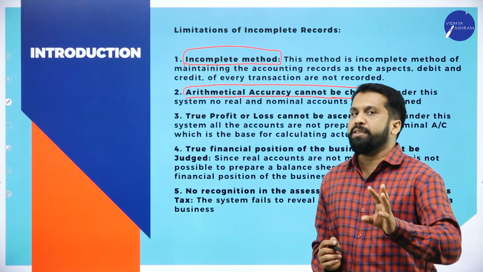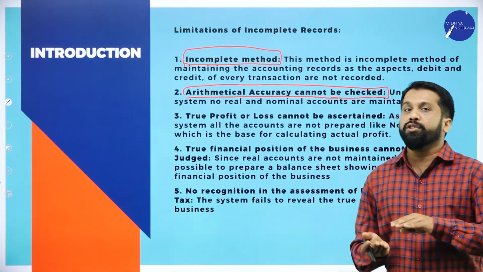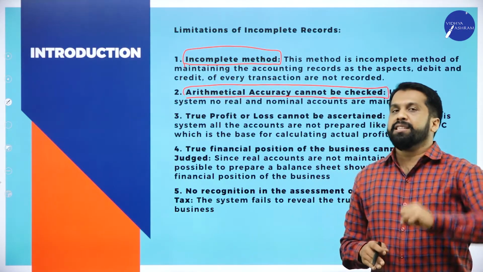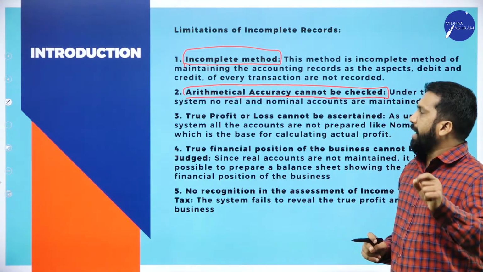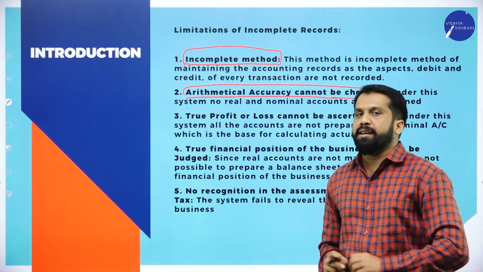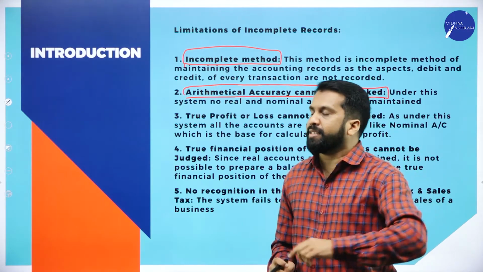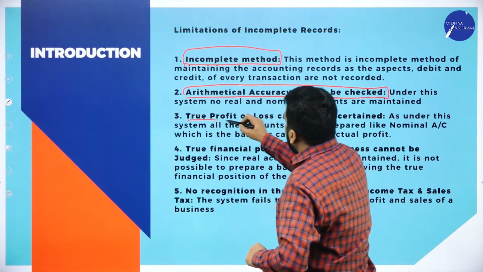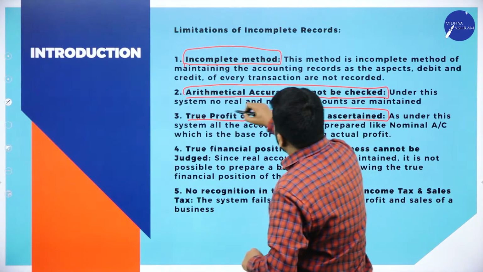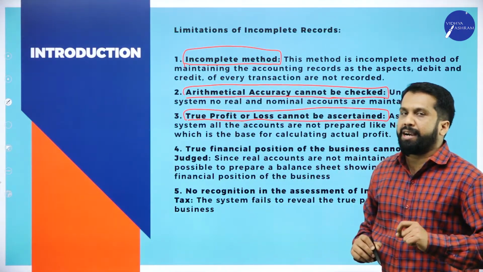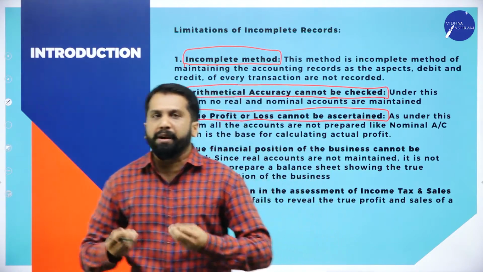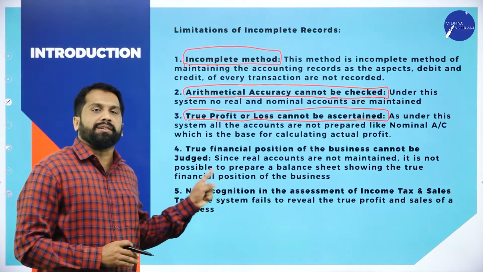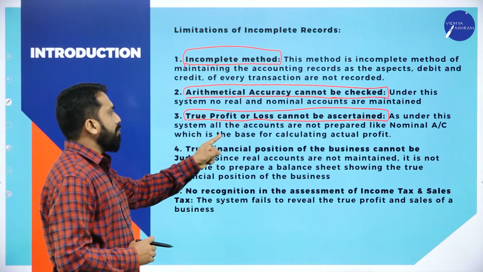There may be chances that you have missed a few expenses. Your profit will show higher. If you include those expenses, your profit will show less. That's why it is incomplete and accuracy cannot be maintained. The accuracy level will be very low in these incomplete records. Third one, true profit or loss cannot be ascertained. If there are no professionals or experts, whatever we prepare, we have to assume that it is correct. But if you go with the exact numbers, it is not the exact one. It is not the true profit or loss.